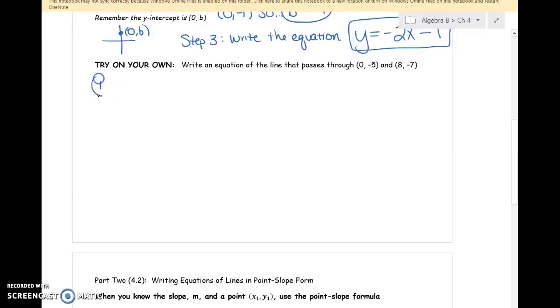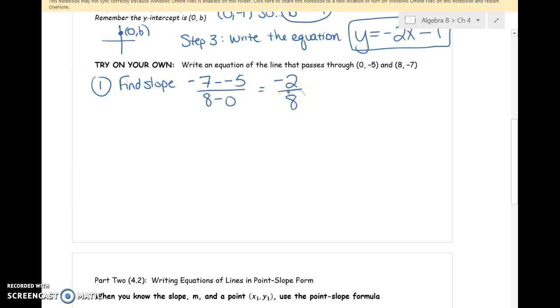So step 1, when you're given 2 points, you need to find your slope. To find the slope for these 2 points, we would do -7 minus a -5 over 8 minus 0. -7 minus a -5. Someone help me with that. -7 plus 5. -2. And 8 minus 0 is 8.